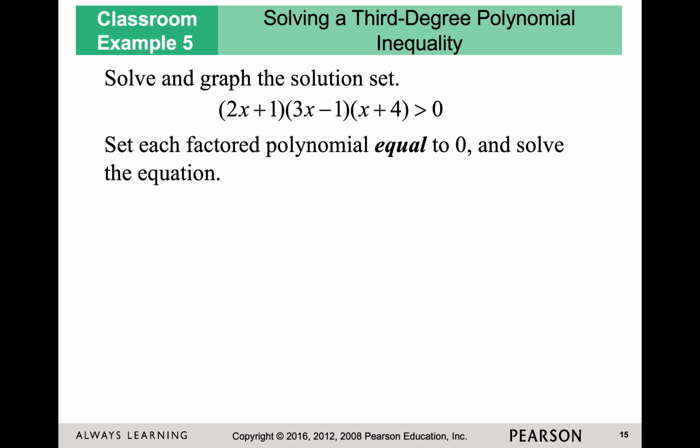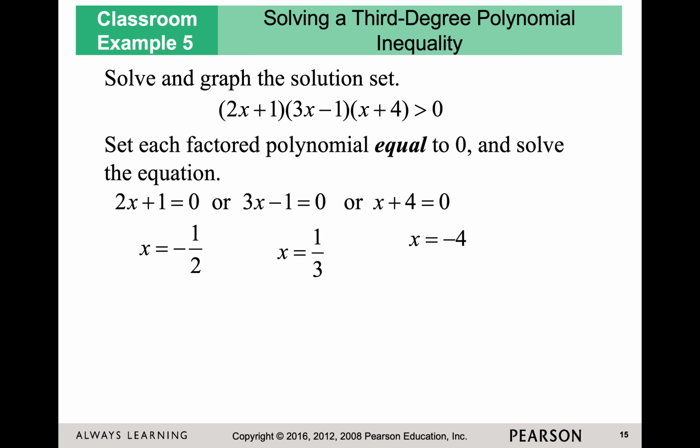But what I can do to shortcut that process is this is factored into binomials. If I want to know where it's greater than 0, I can start with where it's at 0. And I can solve each one. So the instinct is to FOIL this out. But because it's already factored for us, we're actually over halfway through the problem.